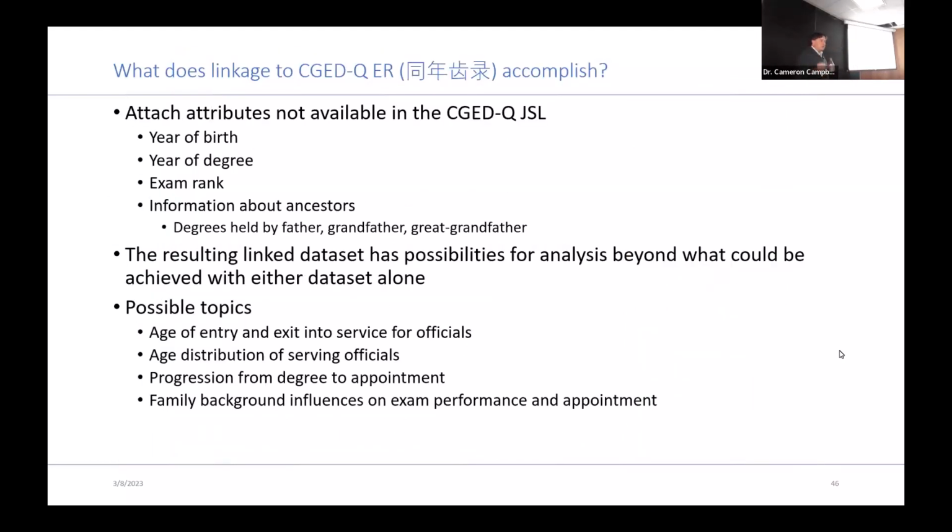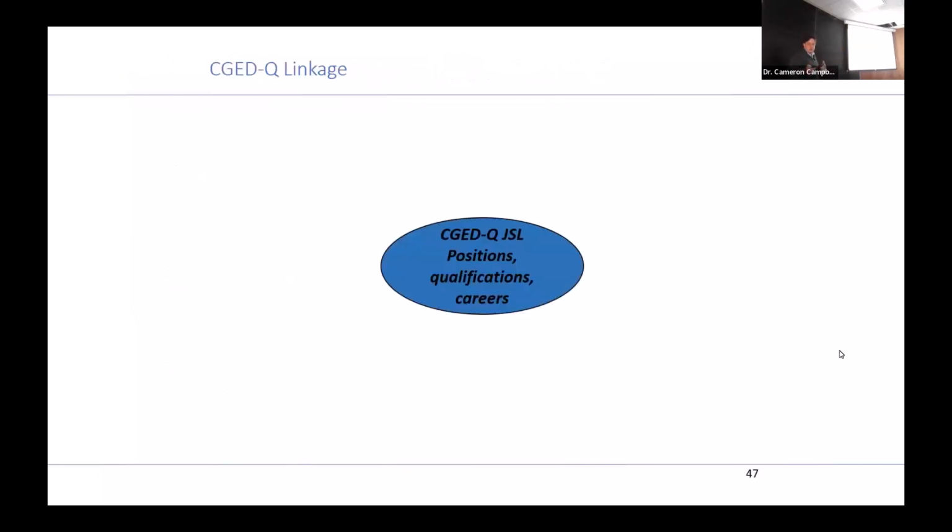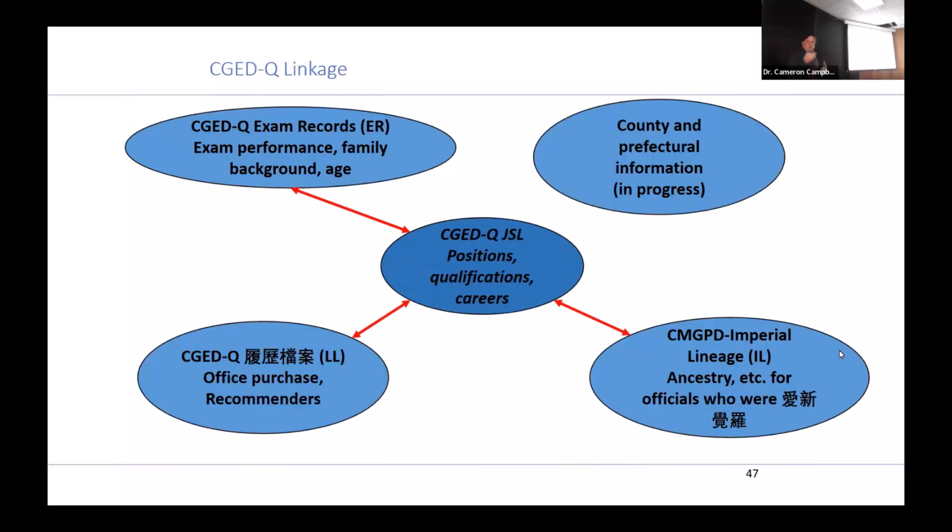That's an example, but there are other sources we can link to that contribute other sorts of things. We can look at age at entry into and exit from service, and age distributions. Actually, I'll just jump to them. This is some of the other information we're linking.